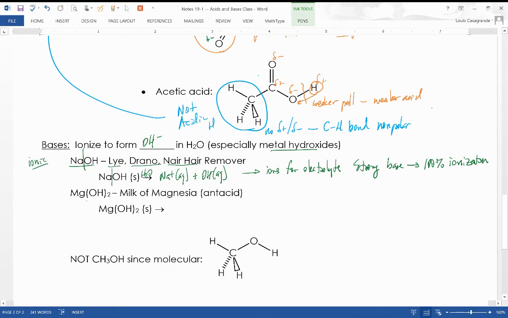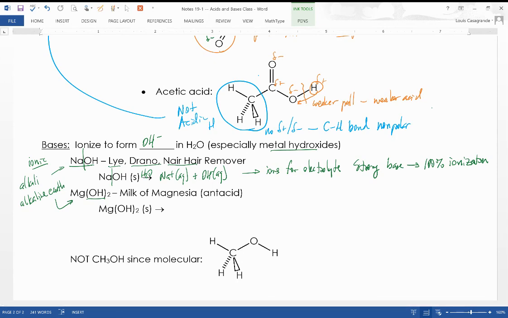Mg(OH)2, magnesium hydroxide. So the hydroxides of the alkaline earth metals. So we get the alkali metals there, and there's that word alkali again. And the alkaline earth metals. Let me spell it right. Alkaline earth metals. Those are going to be bases as well, or any metal with a hydroxide. These are just the stronger bases.